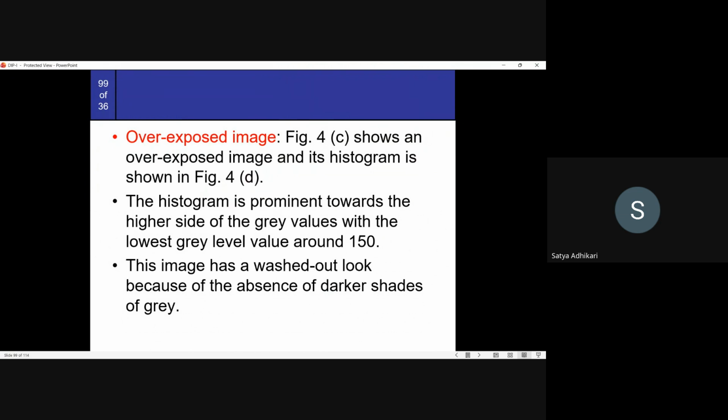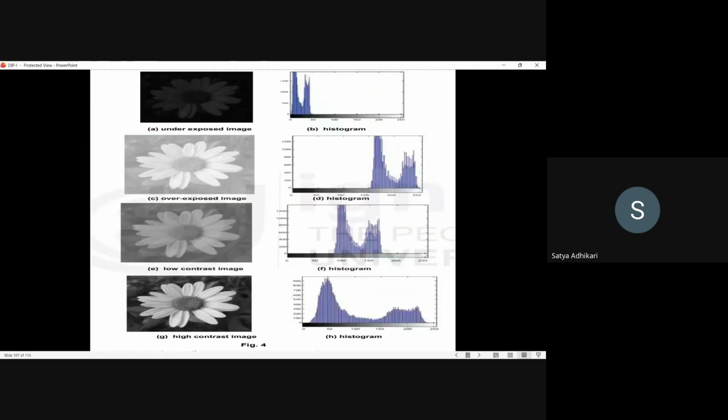So this image has a washed-out look because of the absence of darker shades or gray. It is brighter than expected or needed, so the picture is not clear. From the histogram, all the graph we will get is on the right side of the graph. That is the second one, the overexposed image.